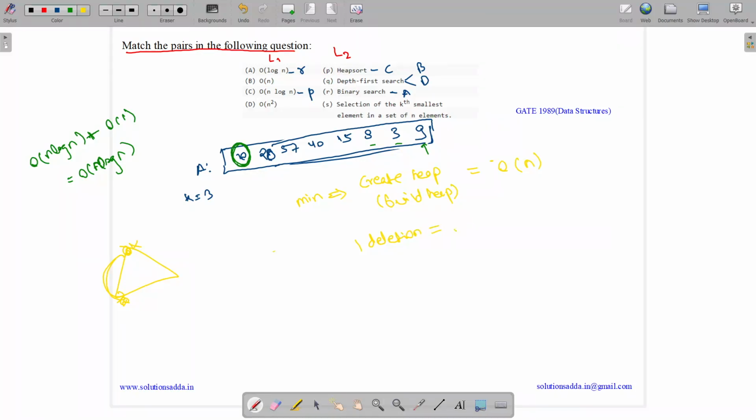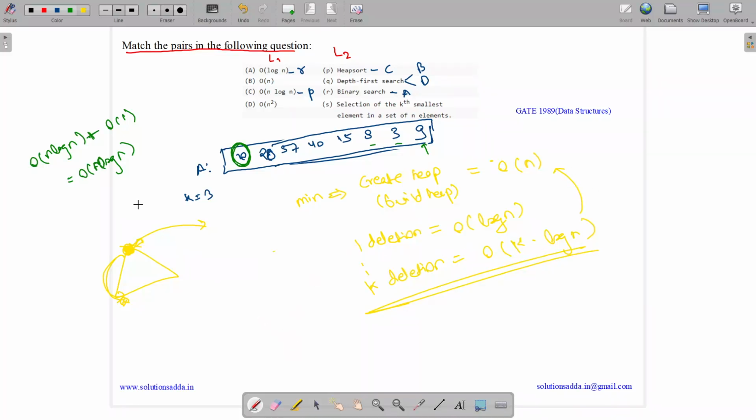If you do one deletion, what is the complexity? Order of log n for heapify. And after one deletion, as a min heap has the minimum item at the top, you will get the min item out. And if you can do k deletions, what will be the complexity? Each one is log n, so order of k log n. So k deletion complexity is this, build heap complexity is this.